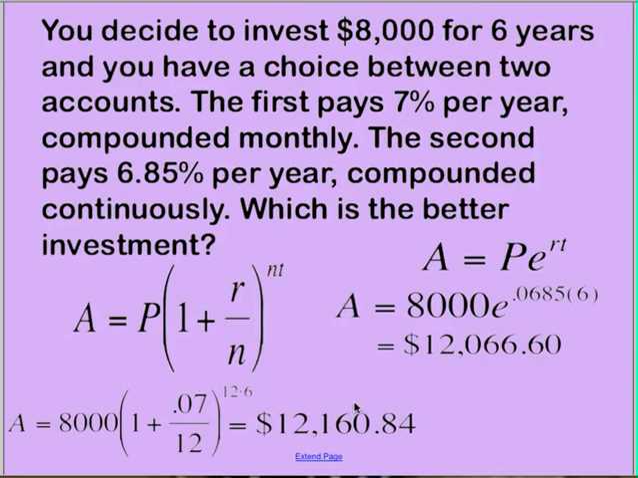Now, I will tell you this, I don't have this example on here, but continuous compounding is always better if you have the exact same rate. So if this had been a 7% for 6 years, this amount here would have been more than the $12,160. The more times you compound in a year, the better off your investment is. But if the two percentages are different, you have to do the work, show the work to prove which one is better. And so in this case, the compounding monthly. But if they were the same interest rate, compounding continuously is always the better investment.